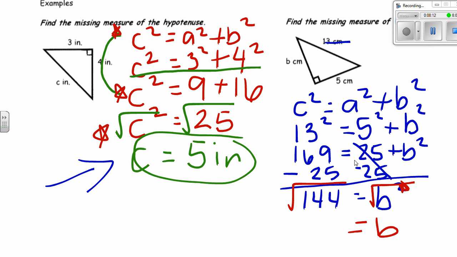I'm going to bring that b down, and luckily for us, again, 144 is a perfect square, so the square root of 144 is 12.